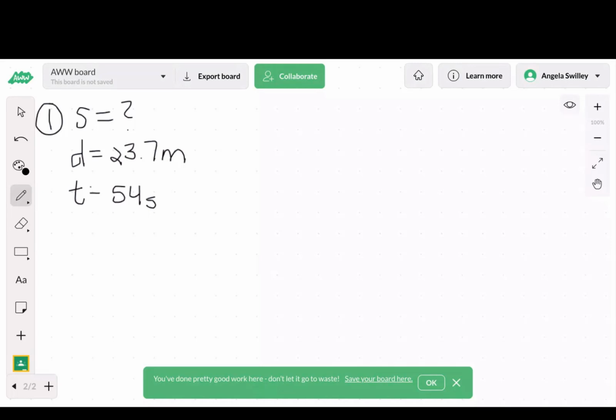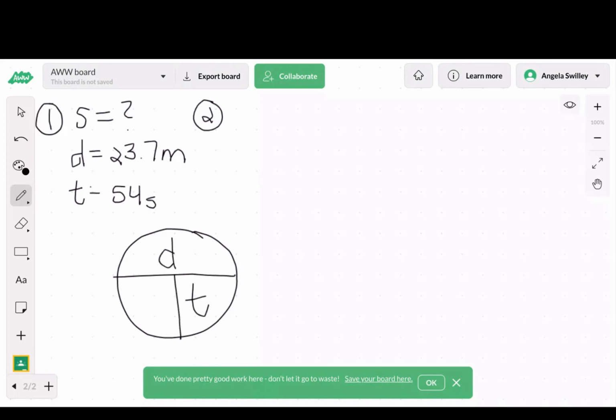Now, the second step is writing the formula with letters. So let me go ahead and draw our circle down here that we had talked about. It's distance over time, and we have speed. So if I'm looking for speed, I want to cover up speed. I don't want to look at that. And so I'm going to put S equals, because that's what we're trying to find. And when I cover up the S, it shows me that I need to divide distance over time. So that's my formula in letters showing what I do. I know we wrote that above in our notes, but we're not always looking for speed. Sometimes we're looking for distance, sometimes we're looking for time, and so this formula will change. So that's our formula in letters.